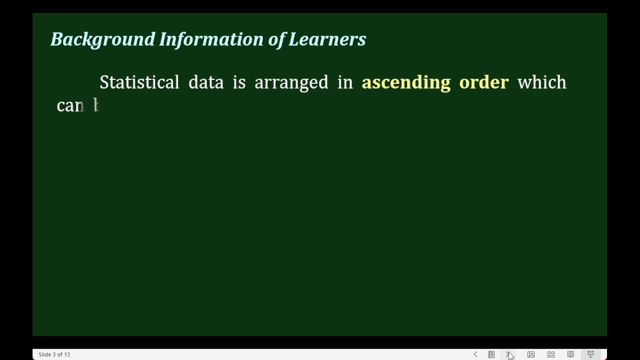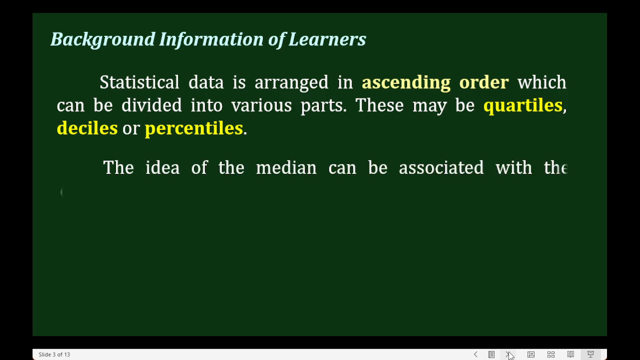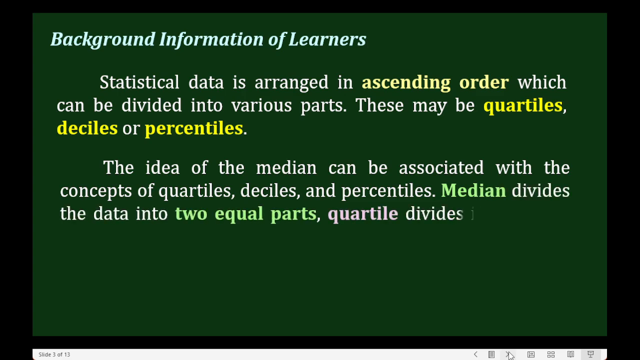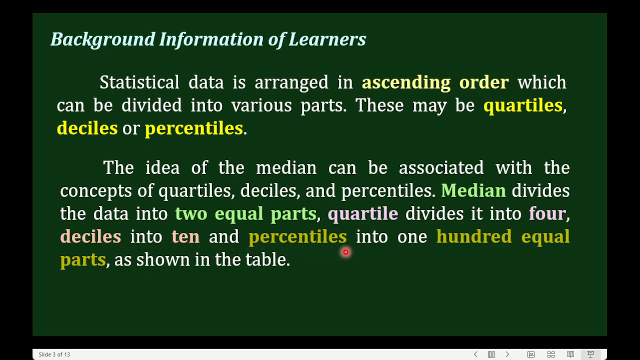Statistical data is arranged in ascending order, which can be divided into various parts. And these may be quartiles, deciles, or percentiles. The idea of the median can be associated with the concepts of quartiles, deciles, and percentiles. Median divides the data into two equal parts. Quartile divides it into 4, deciles into 10, and percentiles into 100 equal parts, as shown in this table.